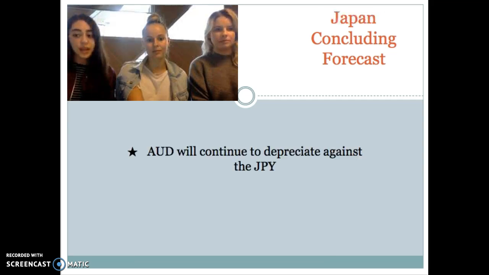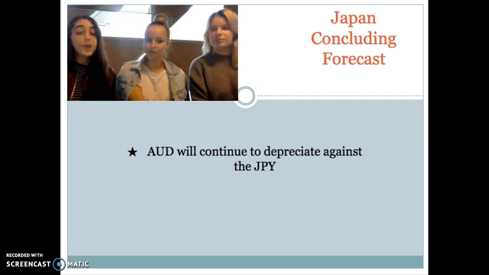And overall in Japan, if commodity prices continue to decrease in Australia, it will decrease the value of Australian exports, resulting in a depreciation of the AUD against the Japanese yen. This will further aid in the depreciation of price levels in Japan due to Japanese imports from Australia.